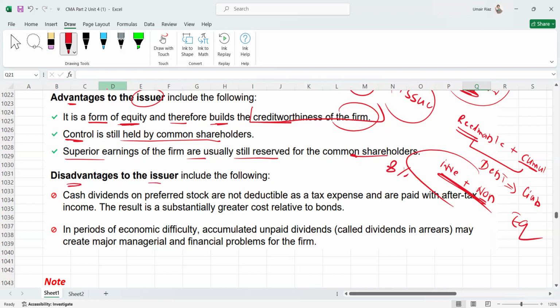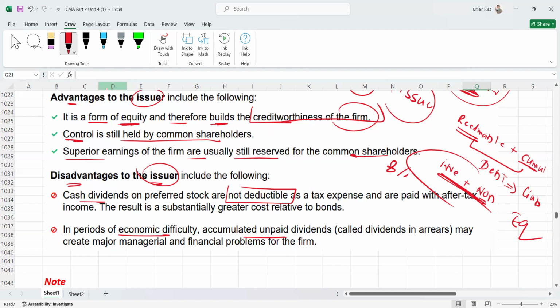Then we have a disadvantage to the issuers. Number one, whatever cash dividend we are paying on the preferred stock, please remember this is not tax deductible, because this dividend payment you cannot record as an expense. This dividend is paid out of after-tax profit, so you will not get any tax benefit on the cash dividend which we are paying to the preferred stockholder. Understood?